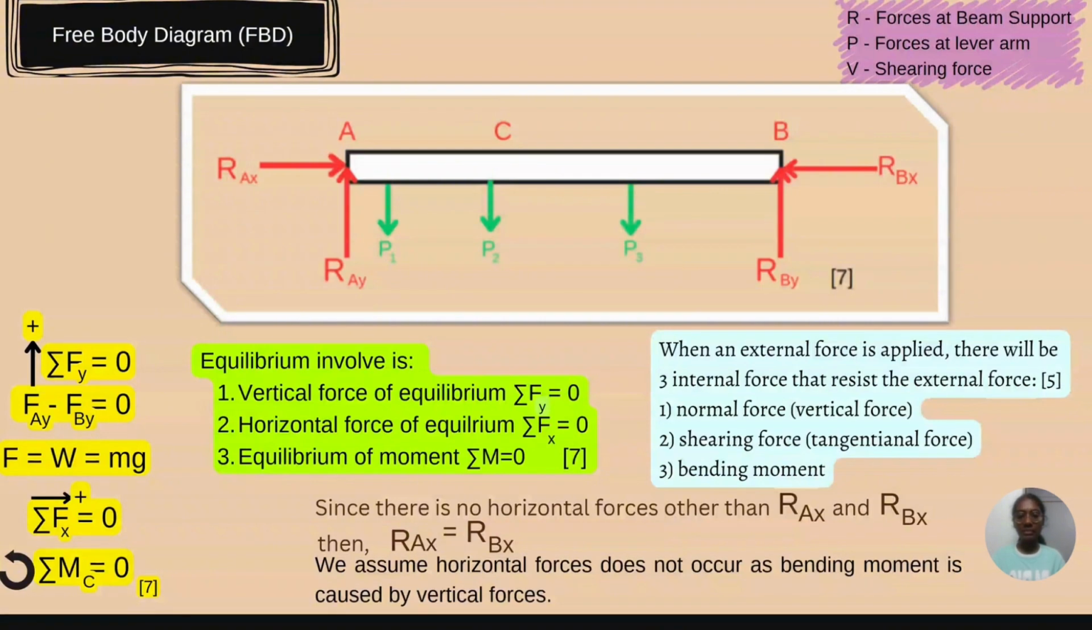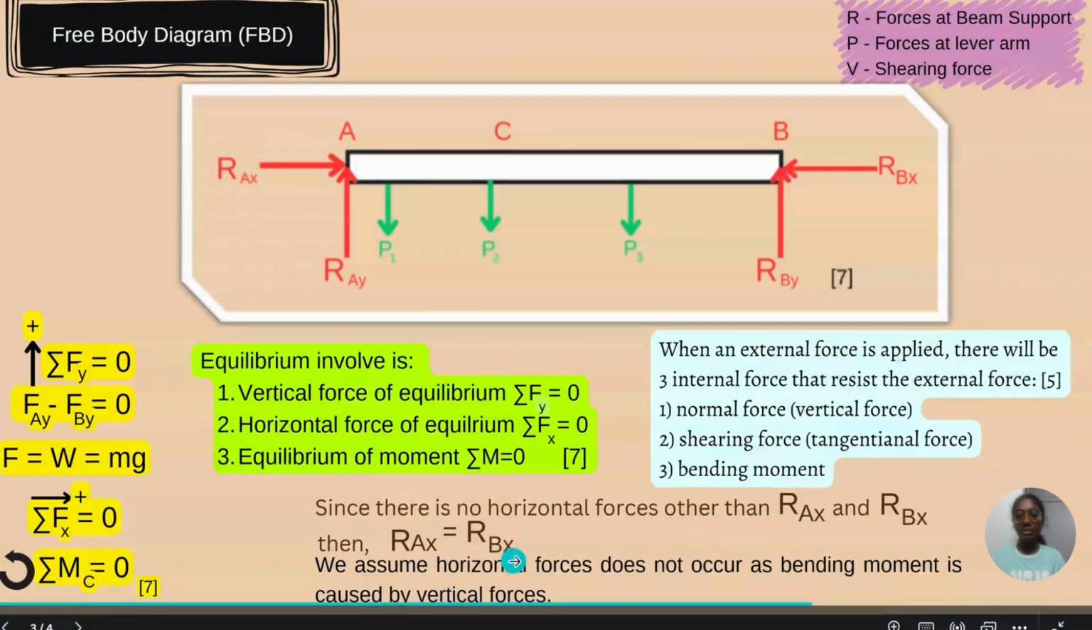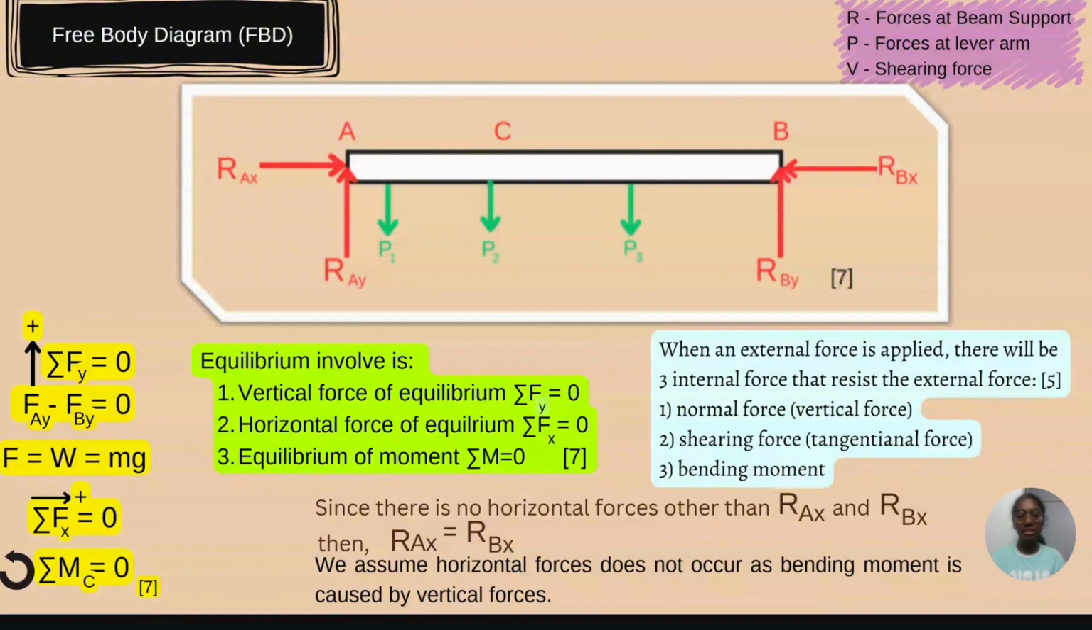As you can see, there are no horizontal forces other than RAX and RBX. Thus we can tell that the force at RAX equals RBX. So we assume horizontal reaction does not occur, as bending moment is caused by vertical forces.